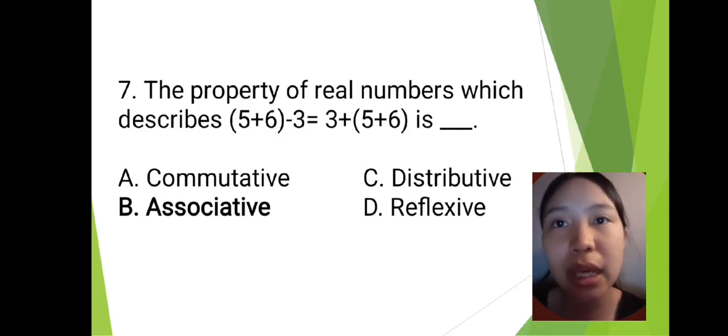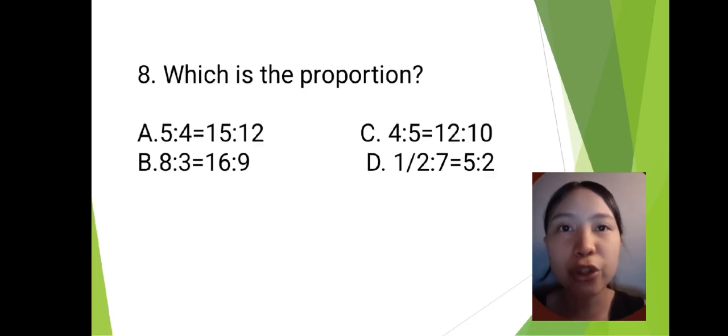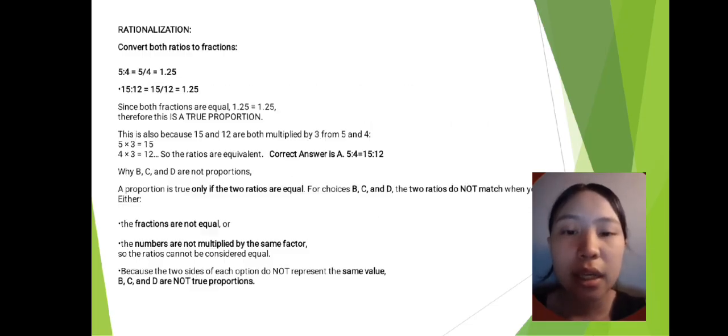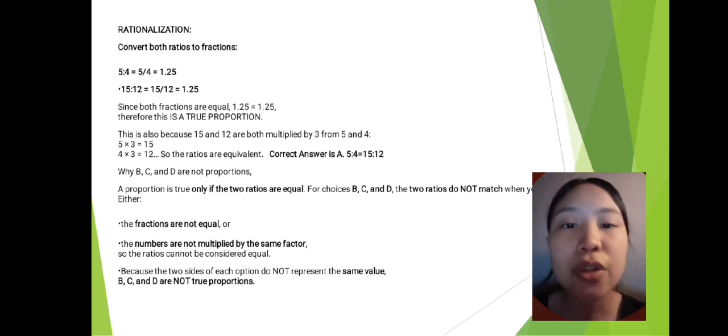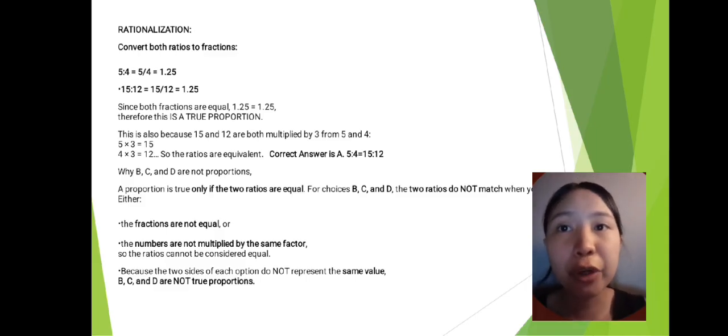Let's have number 8, which is the proportion. A, 5 is to 4 is equals 15 is to 12. B, 8 is to 3 is equals 16 is to 9. C, 4 is to 5 is equals 12 is to 10. D, 1 half is to 7 is equals 5 is to 2. So, taas kini siya og rationalization. So, i-convert na to both ratios to fraction.